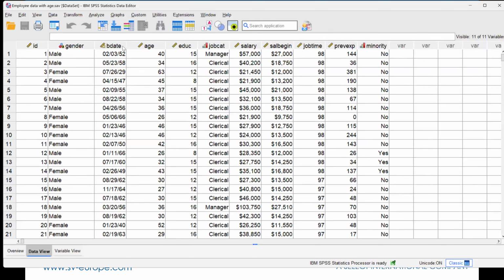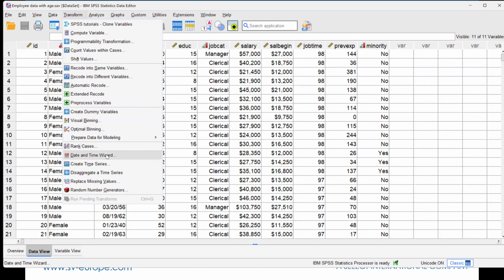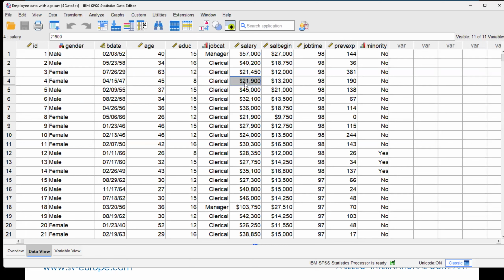You can actually calculate the variable age using birth date. There's a little tool here called Date and Time Wizard, which will allow you to do that. But I've just added in the age there because it helps me illustrate some other techniques.